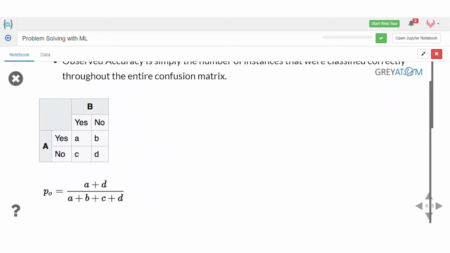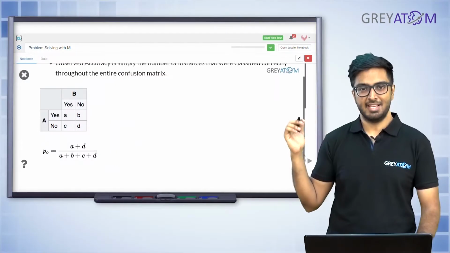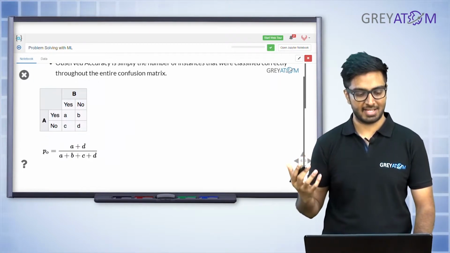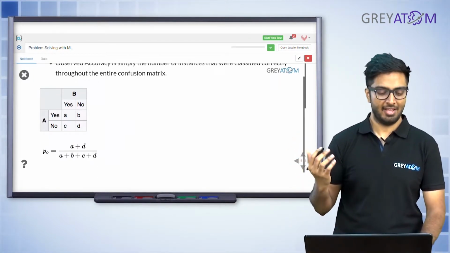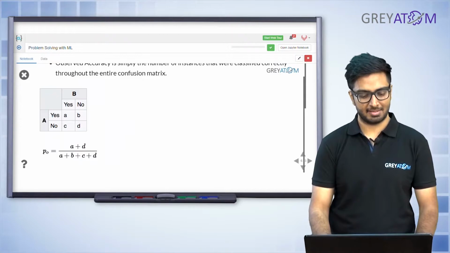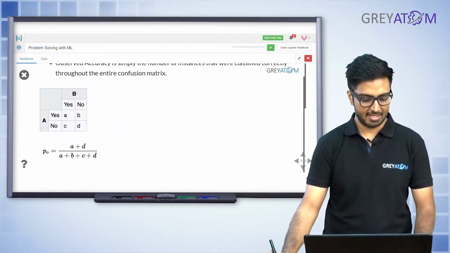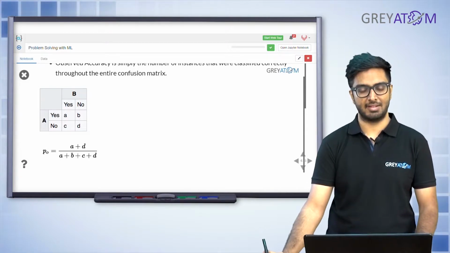Don't get confused by looking at this kind of confusion matrix. B is basically nothing but the actual; yes and no are basically positive and negative, and A is the predicted, right? So P observed is nothing but 2 positive plus 2 negative, which is basically this plus this by the entire thing, right? This is observed accuracy.